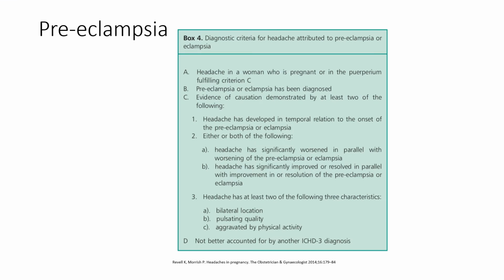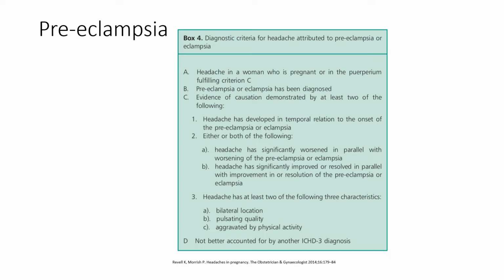So preeclampsia. This is a green box talking about diagnostic criteria for headache attributed to preeclampsia or eclampsia. A, headache in a woman who is pregnant or in the puerperium, fulfilling criterion C. B, preeclampsia or eclampsia has been diagnosed. C, evidence of causation demonstrated by at least two of the following. Headache has developed in a temporal relation to the onset of the preeclampsia or eclampsia.